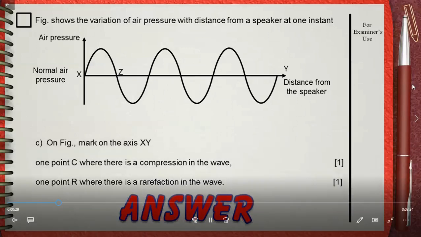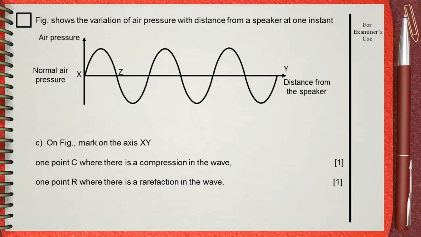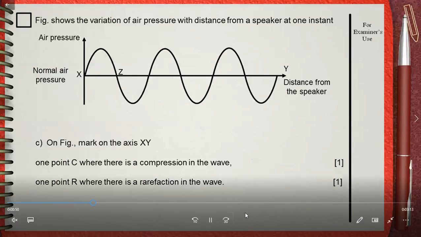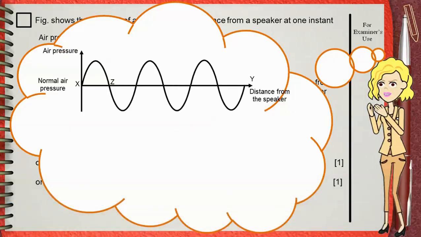Over here, on the figure, mark on the axis XY, as well as one point C where there is a compression, and one point R where there is a rarefaction in the wave. So we need to mark 2 points, and we need to write point C and point R over there, right? So this is our condition. Now see over here some explanation. You can see normal air pressure, that is X to Y.